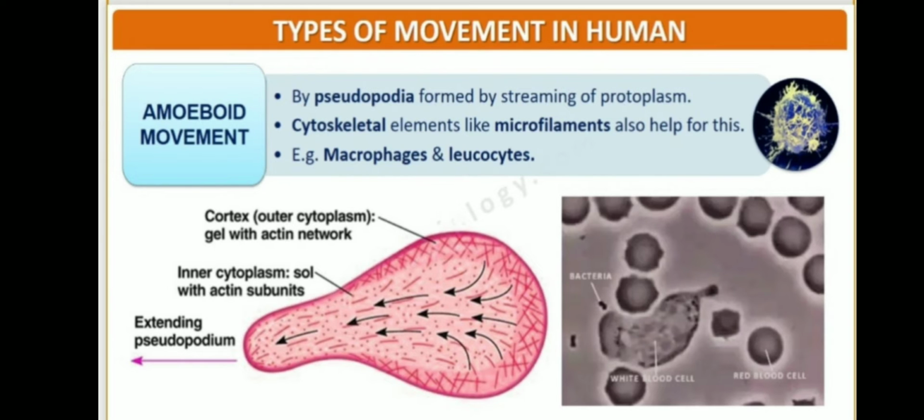Some specialized cells in our body, like macrophages and leukocytes in blood, exhibit amoeboid movement. It is effected by pseudopodia formed by the streaming of protoplasm, for example in amoeba. Cytoskeletal elements like microfilaments are also involved in amoeboid movement.